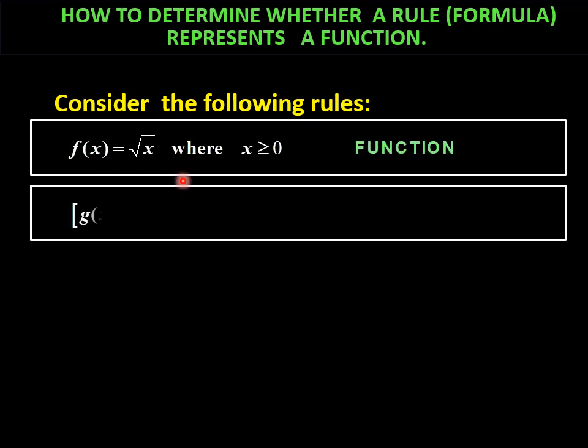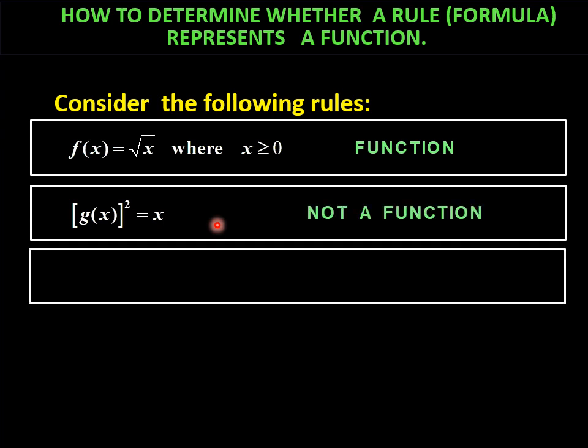Let's look at the next one. Let's be careful with this one. If I take an input value, let's say we take the input value of 9, right? So I have g(x) squared equal to 9. So g(x) will be, that's correct, plus or minus the square root of 9. That gives me 2 output values. Therefore, it is not a function.